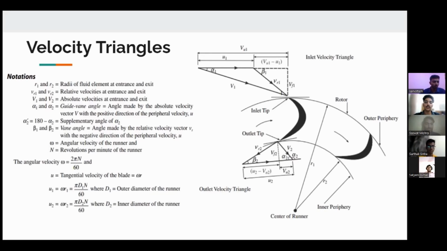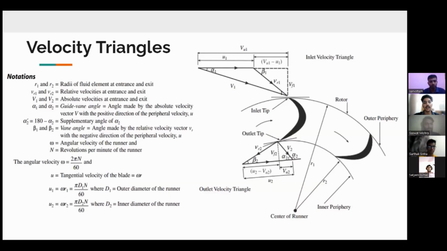The vector nature of velocity is utilized in the triangle, and the most basic form of velocity triangle consists of the tangential velocity, the absolute velocity and the relative velocity of the fluid, making up the three sides of the triangle. As we can see here, the lower one is the outlet and the upper one is the inlet triangle.